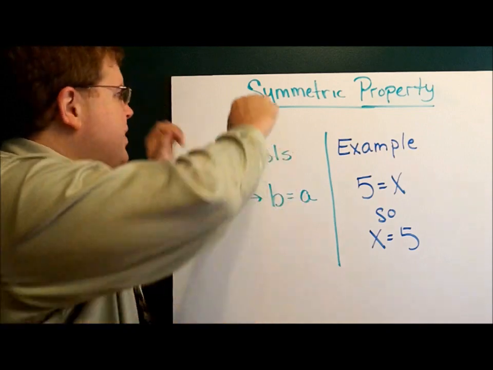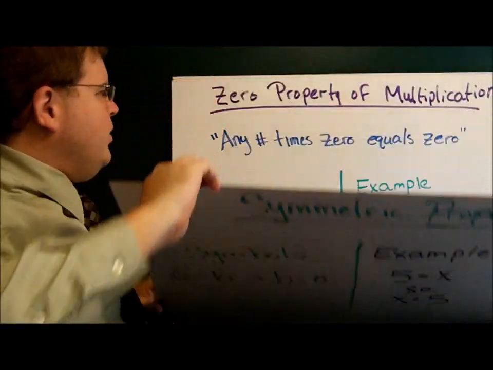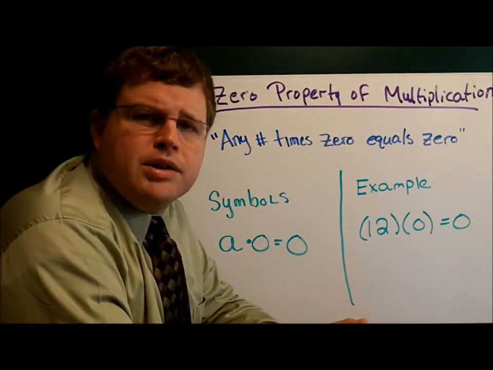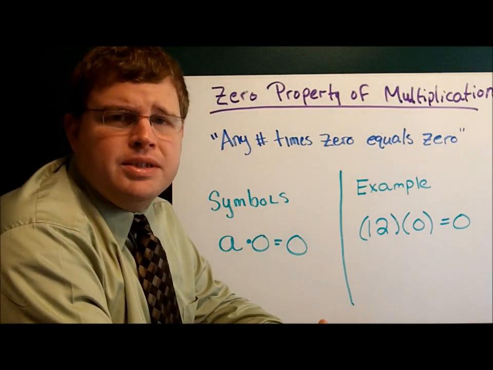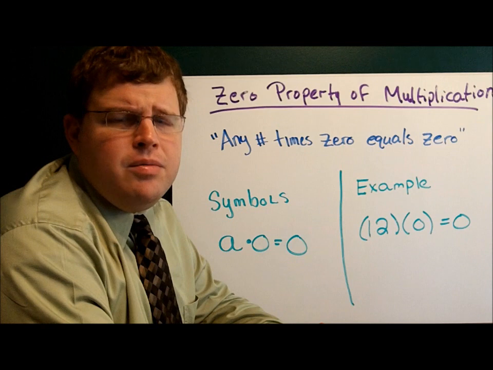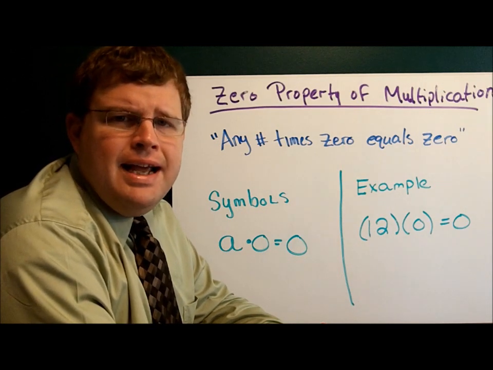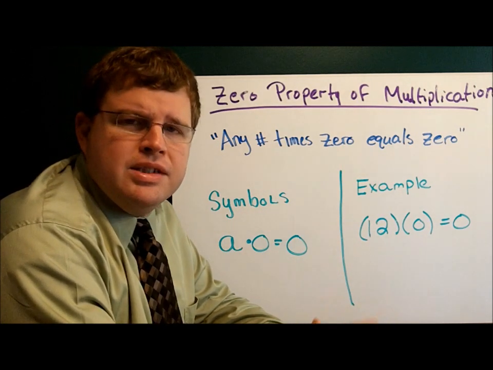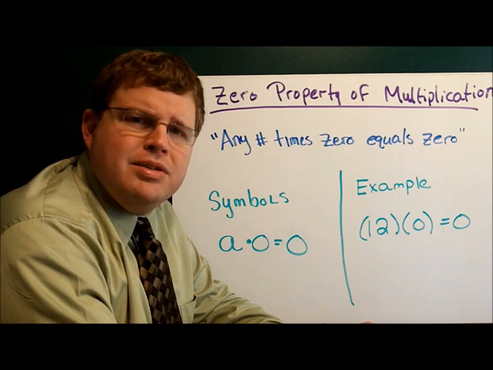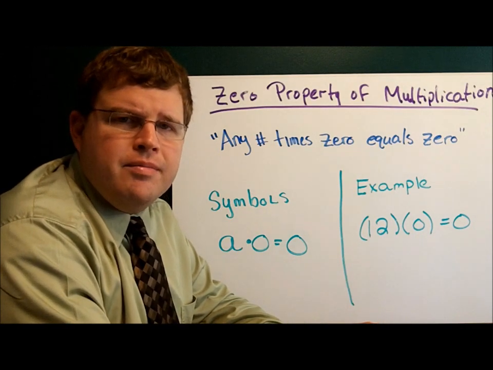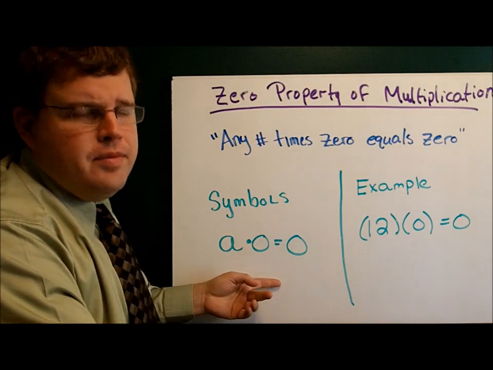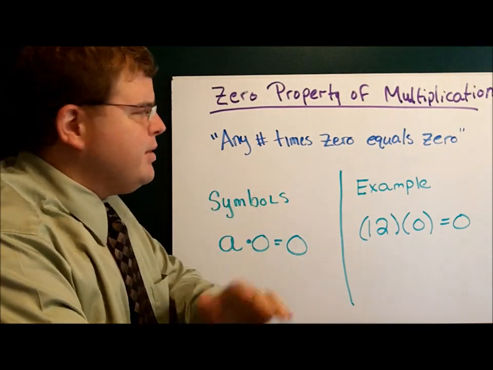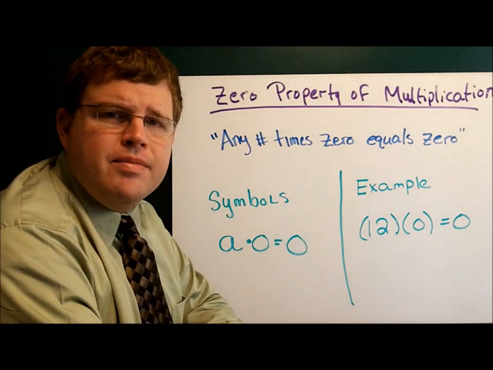The third property takes us right back to elementary school. It's the zero property of multiplication. Any number times 0 equals 0. 12 times 0, 0. 18 times 0, 0. 10 million times 0, 0. In symbolic notation, A times 0 equals 0. Any number times 0 equals 0.